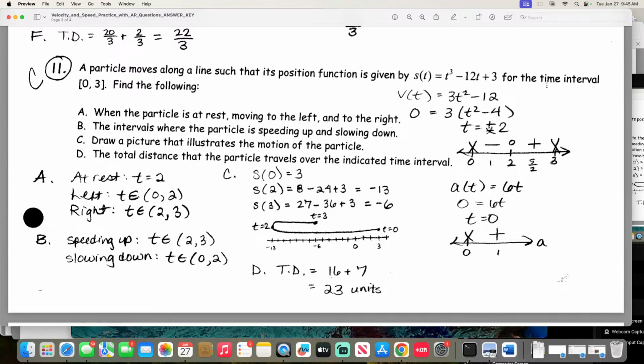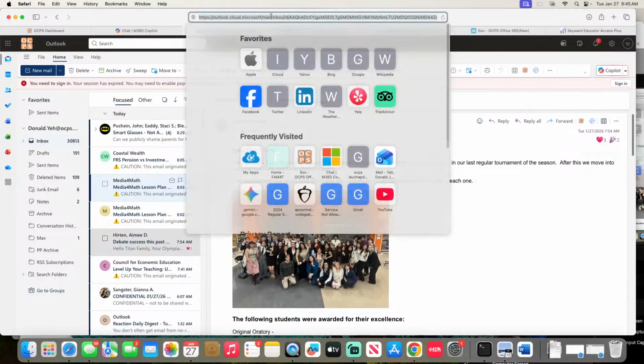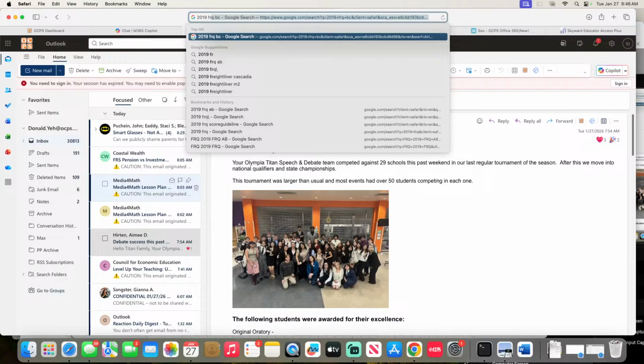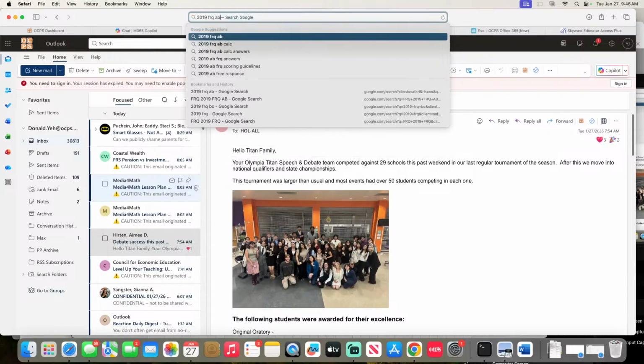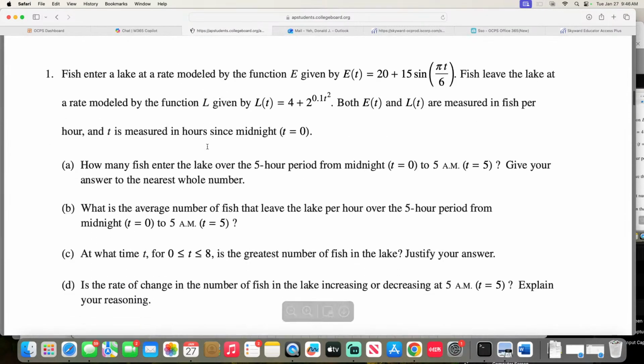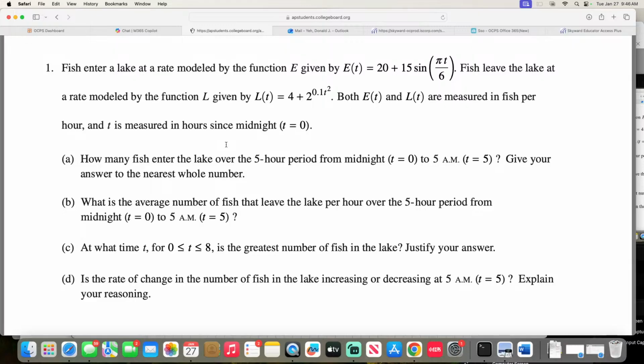So I'm going to show you the next question. I want you to read this question and think about it, because you can figure out what happened. So, 2019 FRQ, AB. This is the question I want to show you as an example.